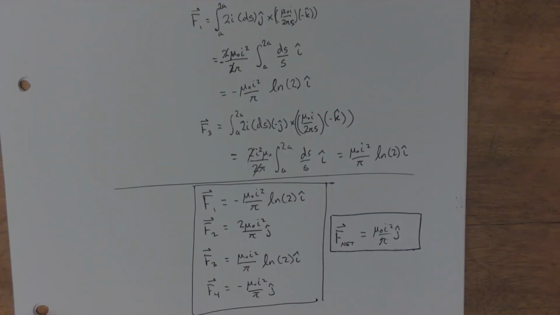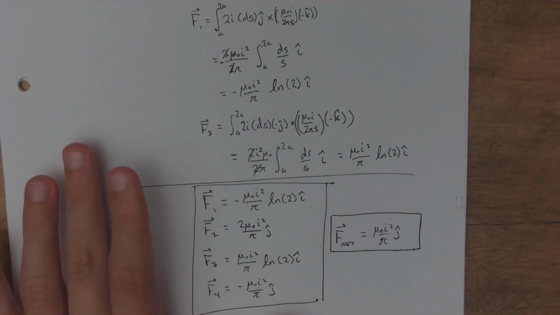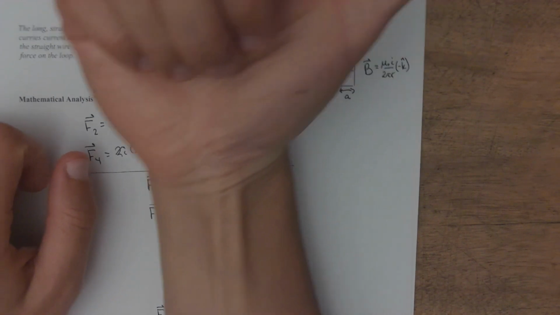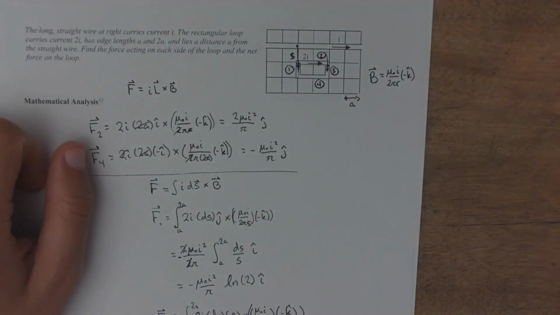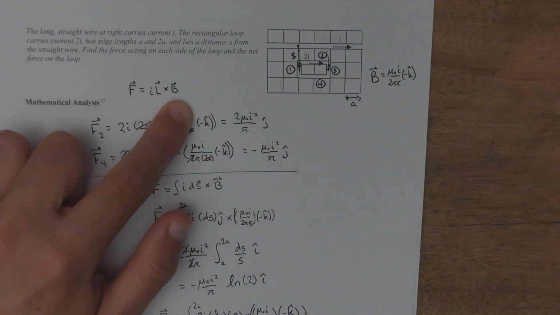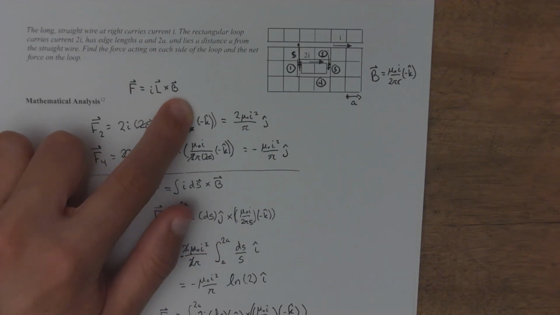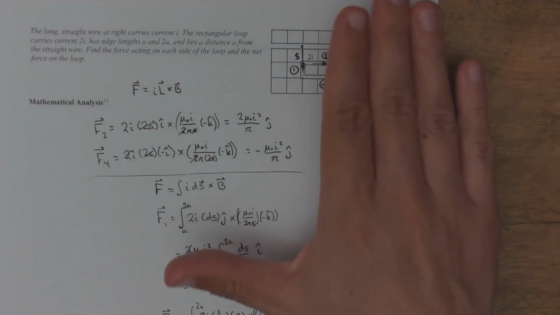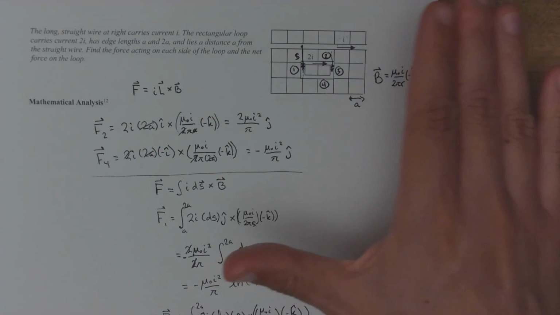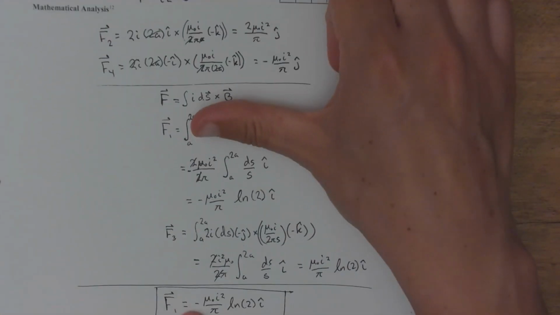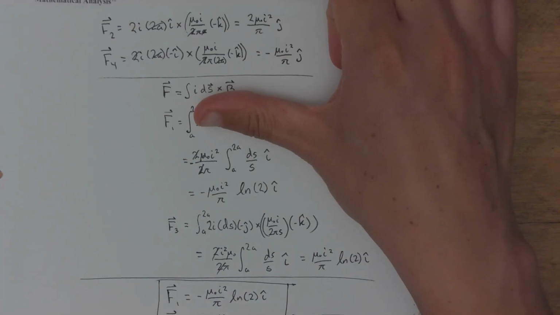Before we leave this problem, let's just check to make sure that we got the right direction on each side by using the right-hand rule. If the current in the wire is going this way, we said the field is going in the negative k hat direction. So I can do the direction of the current crossed with the direction of the magnetic field to give me the direction of the magnetic force. Let's start with side 1. The current's going this way, the magnetic field's going into the page, so the force should be going in the negative i hat direction, and we found that it was going in the negative i hat direction.